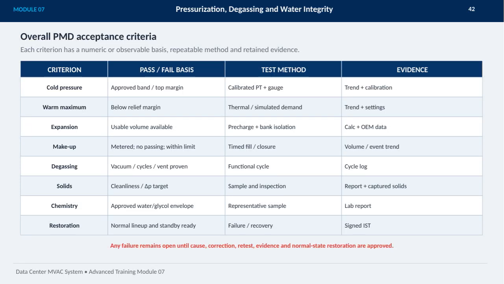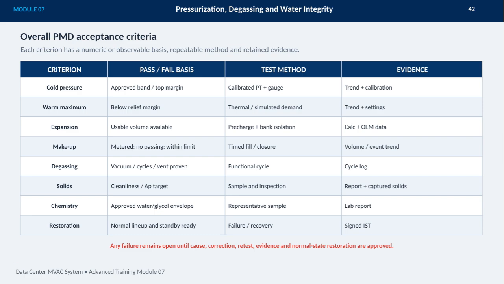On this slide, we're focusing on the overall PMD acceptance criteria for the Data Center MVAC system. Each criterion here is backed by a numeric or observable basis, a repeatable test method, and retained evidence to ensure reliability. Starting with cold pressure, the pass/fail basis is an approved band or top margin, measured with calibrated pressure transmitters and gauges, with trends and calibration records kept as evidence.